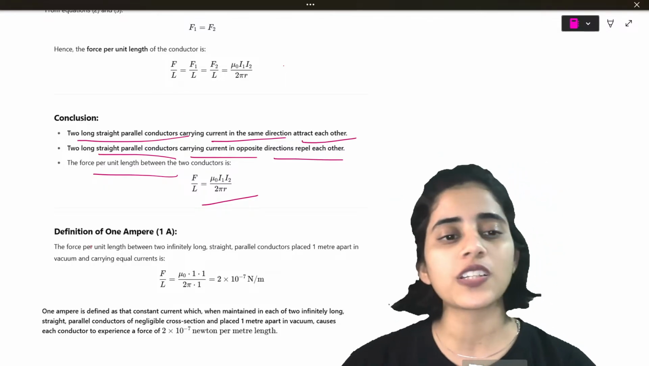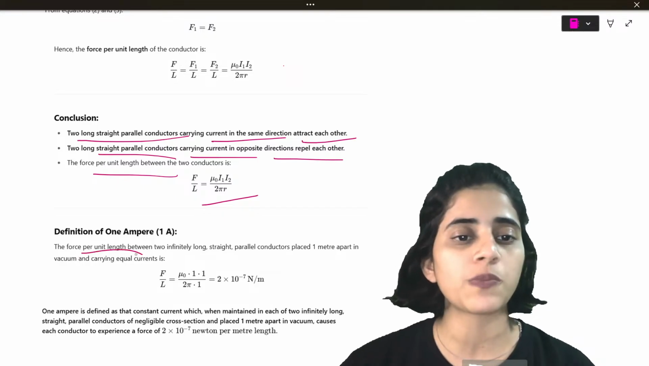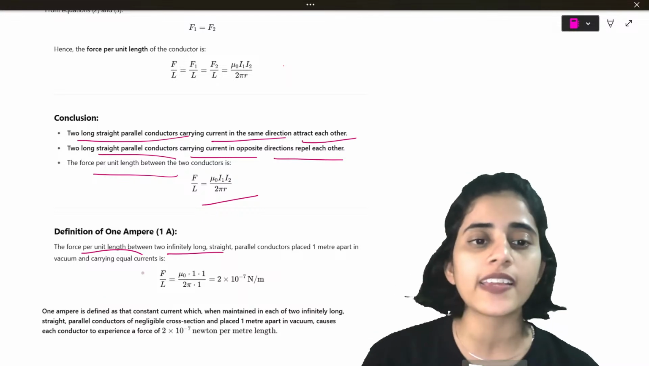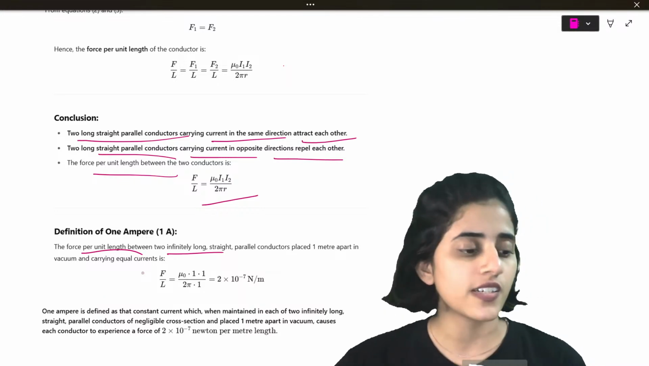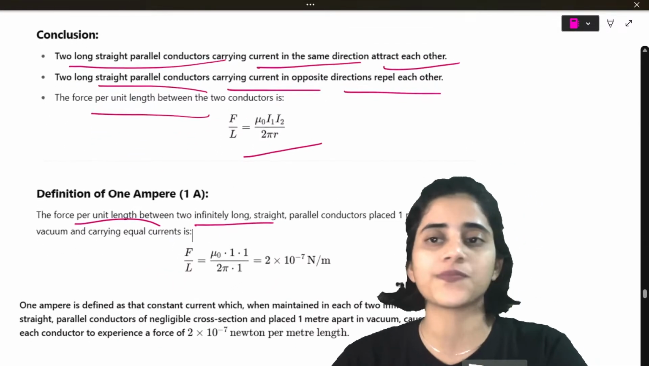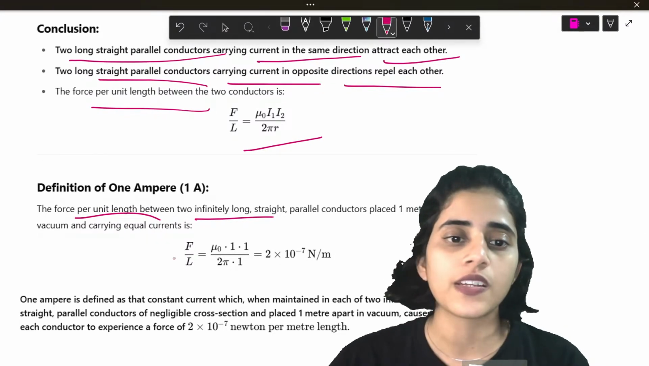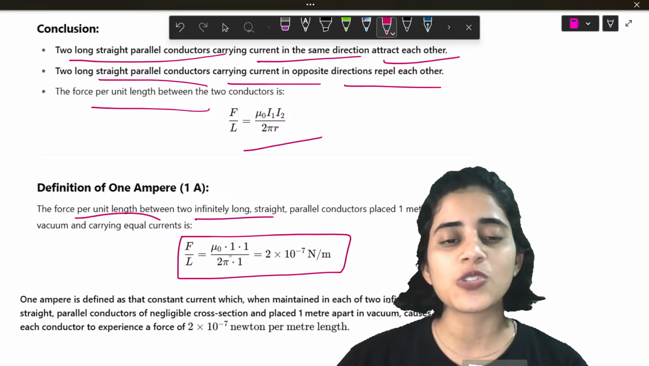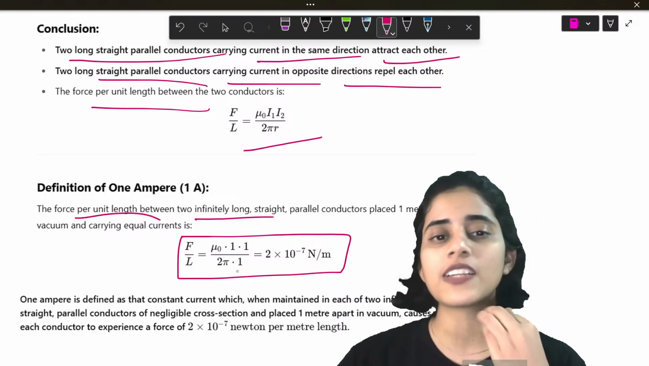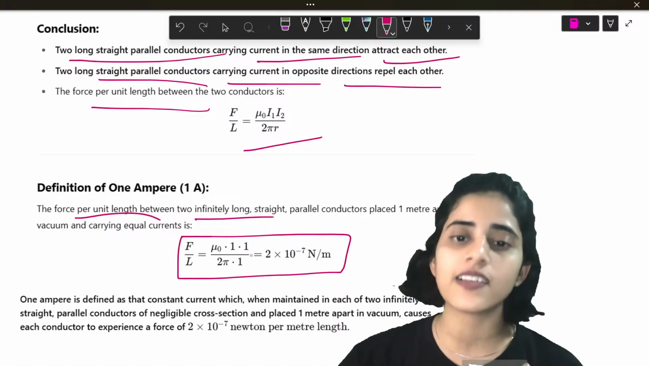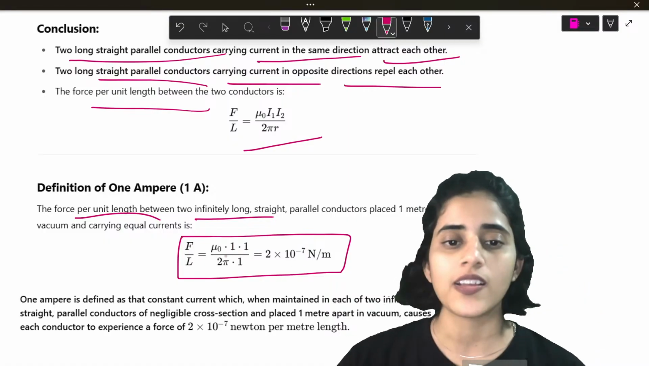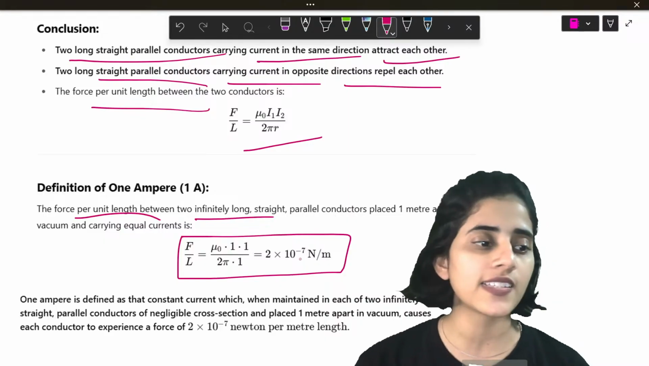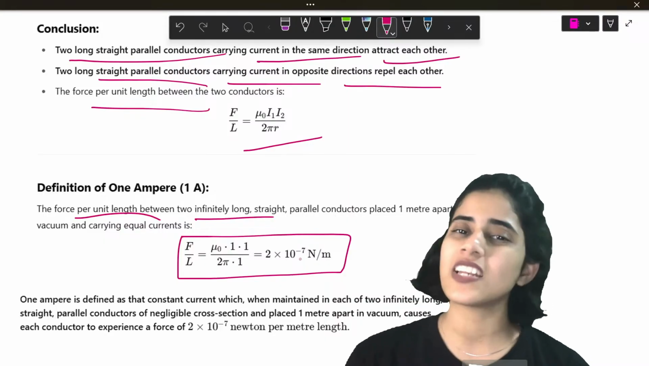Okay, so from this you can define ampere. Ampere is defined using the force per unit length between two infinitely long conductors. You will see that F by L is equal to mu 0 I1 I2 by 2 pi d. Imagine the current is 1 and the distance is 1. So what happens to mu 0 by 2 pi? It becomes 2 into 10 raised to minus 7. Okay. So that is 1 ampere.